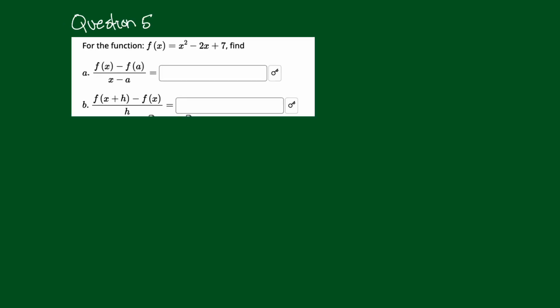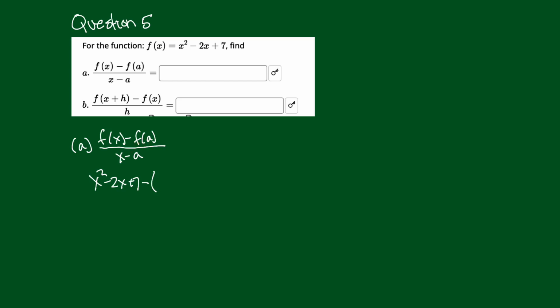Here in question 5, we're given a function, f of x, and we want to compute these two difference quotients. So let's start here with a, and we want to compute, I'm just going to rewrite it, f of x minus f of a over x minus a. Let's start. What is f of x? Well, we're given f of x. This is quadratic. So we're going to get x squared minus 2x plus 7 minus, now, be careful, I have more than one thing, I'm going to need parentheses.